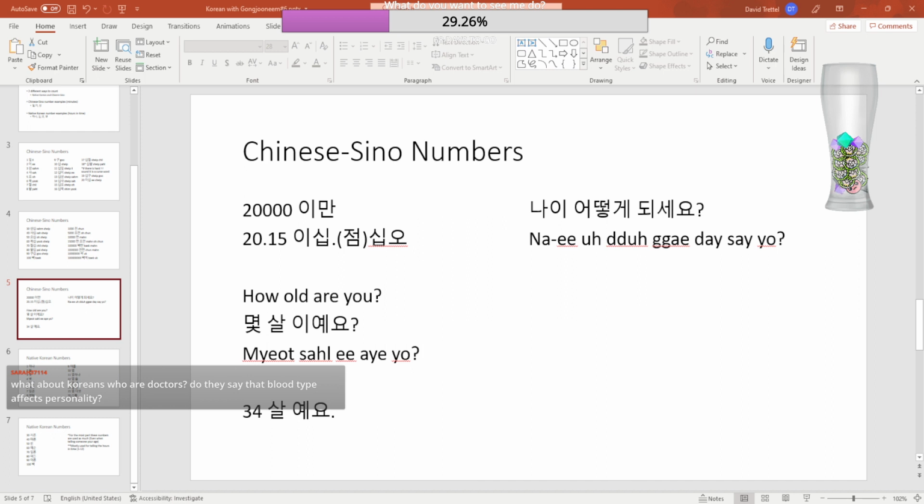What about Koreans who are doctors? Do they say that blood type affects personality? Not really. You can have the Asian doctors, like the Chinese medicine type of doctors. In Korea, we call them like the Hani one, which is just the like Oriental medicine. They will say so because they kind of believe it. And again, it's more of like a pseudoscience than anything. It's like we said earlier. It's like those who believe in their zodiac signs. It's very similar. It doesn't necessarily affect personality.